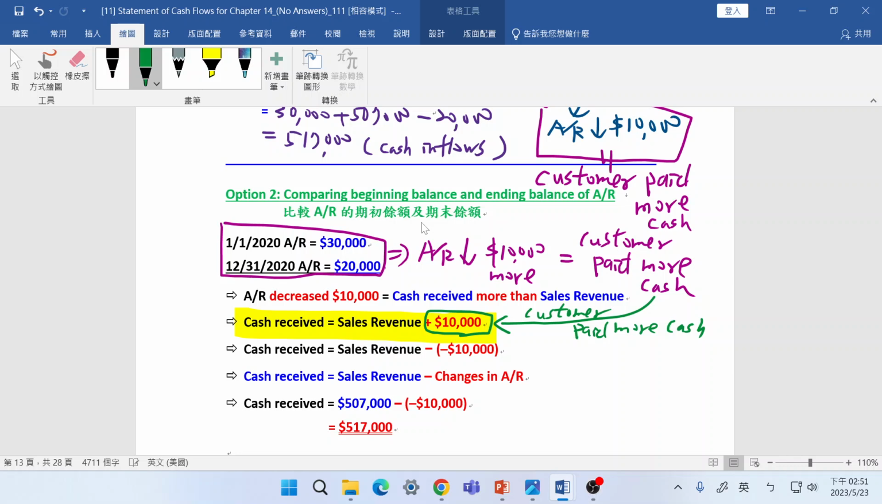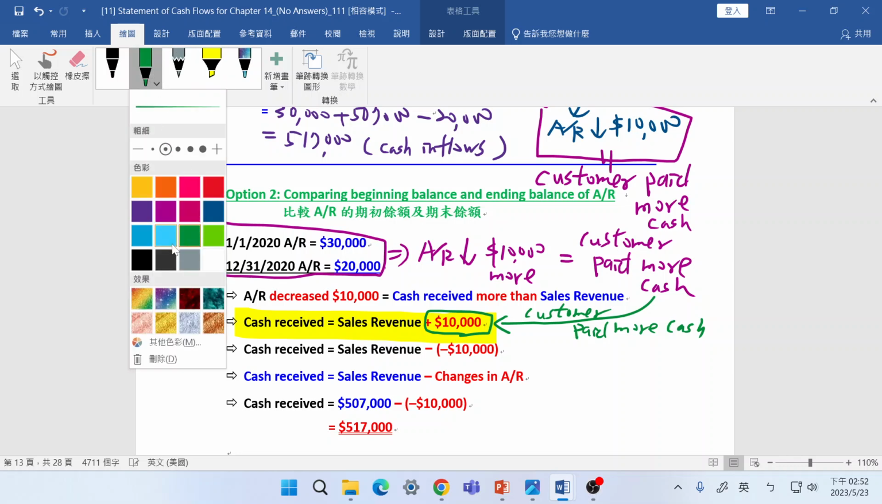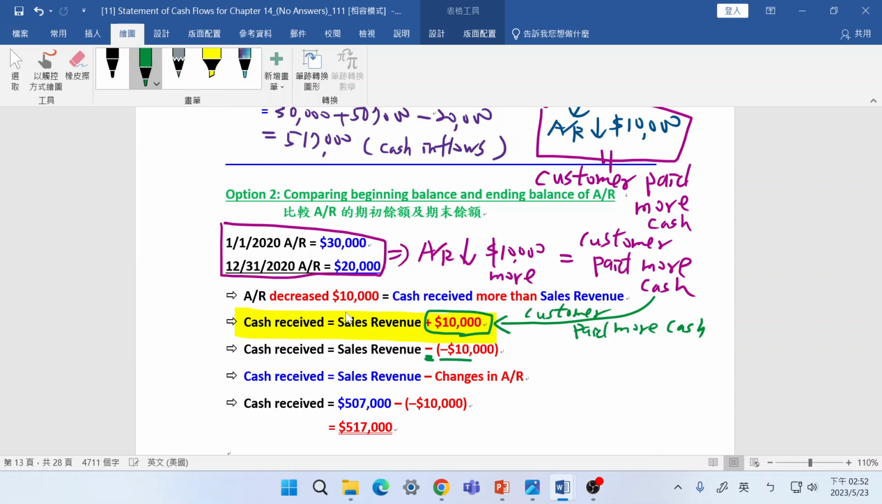because we are going to use the formula for your indirect method. Okay, so sales revenue plus $10,000. We make it become sales revenue minus negative $10,000 because we want to make it become formula. So they will become your minus negative $10,000. How to get negative $10,000 is your ending balance minus beginning balance. So will be negative $10,000, right?